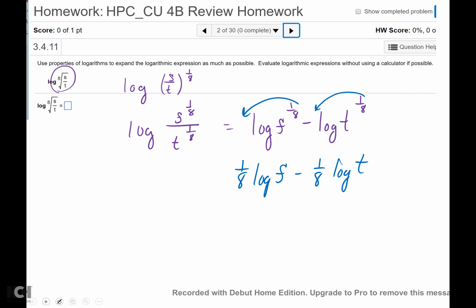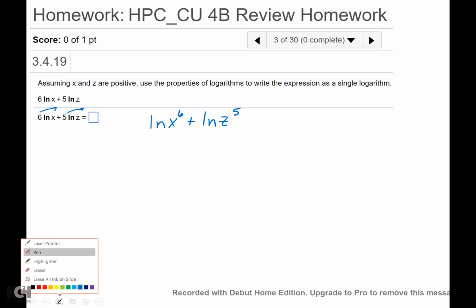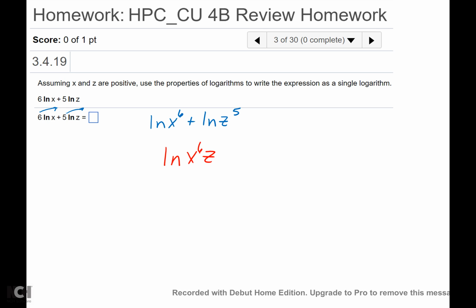Alright, so we've expanded those, and now we're going to go backwards. It says, assuming x and z are positive, use the properties of logarithms to write the expression as a single logarithm. So the first thing we want to do is go up like it's cold. You get it? Opposite of down like it's hot. So that would be ln of x to the 6th plus ln of z to the 5th. And then to rewrite that addition, we would use multiplication. So I'm going to have ln of x to the 6th times z to the 5th. And we're done.